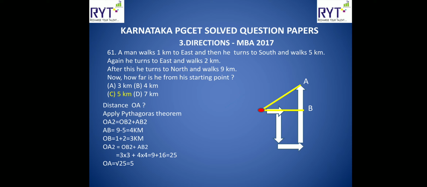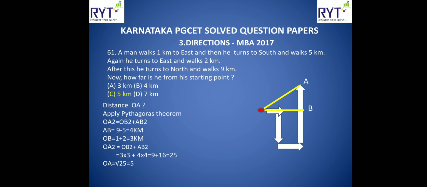Now how far is he from his starting point? If you observe the diagram carefully, from point O to A is what we have to calculate. This looks like a right angle triangle. From point A, O, B, this is a right angle triangle. So we have to apply Pythagoras theorem, which you might have studied in high school, 10th standard or 9th standard. It means OA square is equal to OB square plus AB square. That is called Pythagoras theorem.